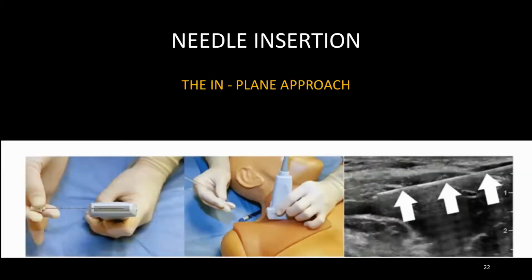So now coming to the needle insertion. Generally, when we talk about needle insertion, we have two approaches. The first approach is the in-plane approach, and the second approach is the out-of-plane approach. In the in-plane approach, the tip of the needle and the shaft of the needle both come totally in alignment with the probe, and it also gives better visualization of the entire shaft and the tip of the needle. So this is a big advantage of using the in-plane approach.